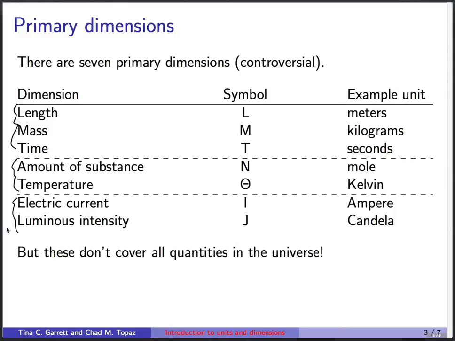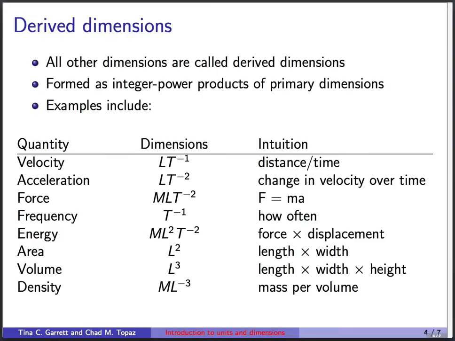These are the primary dimensions. You should be able to recognize them and know their symbols, but they certainly don't cover all quantities in the universe. So there are other dimensions called derived dimensions. And these are formed as basically products and quotients, integer-powered products of the primary dimensions. And here are some examples. I'll run through them one by one, and I'll try to give you a little bit of intuition for each one.